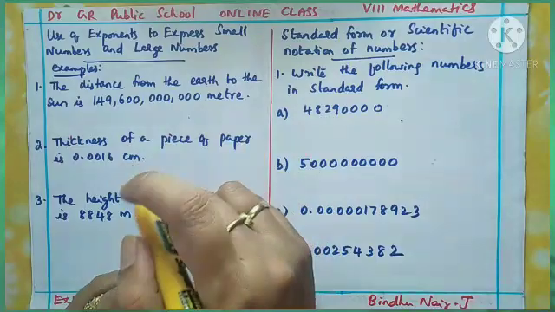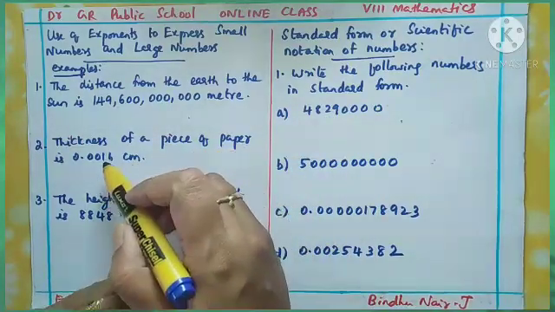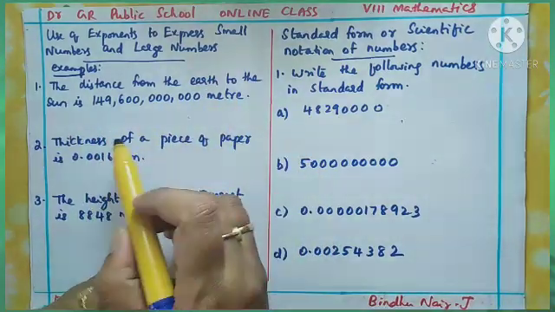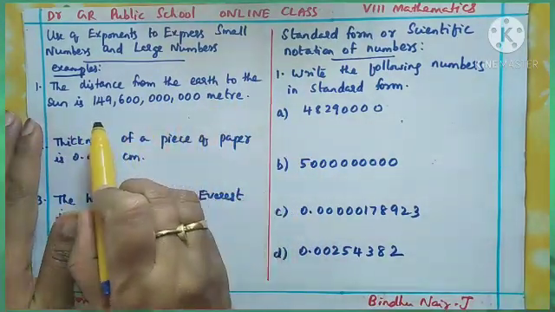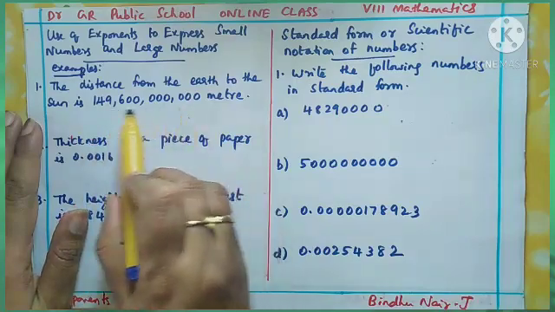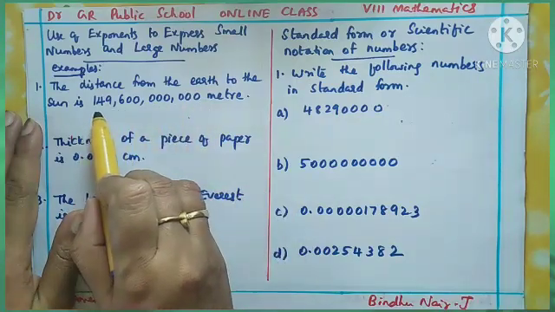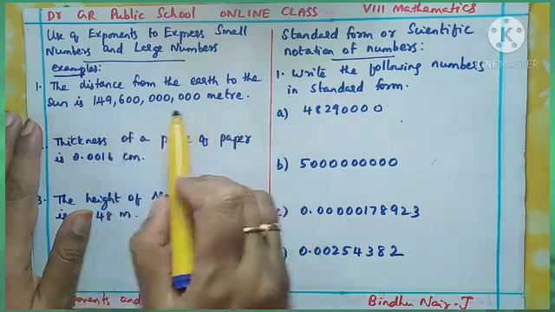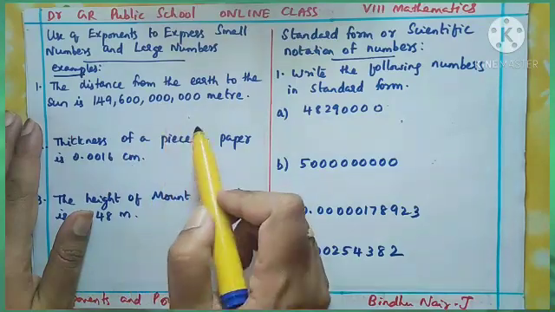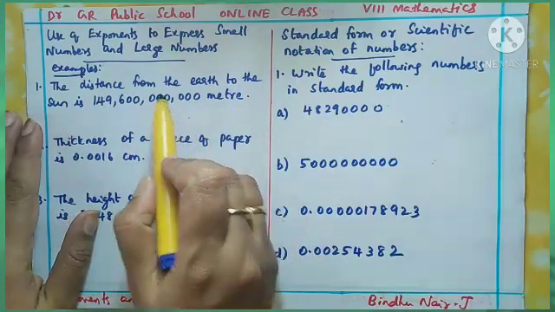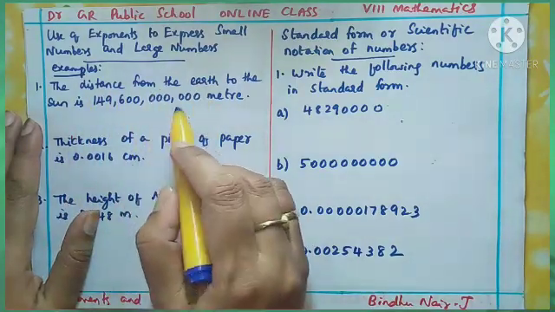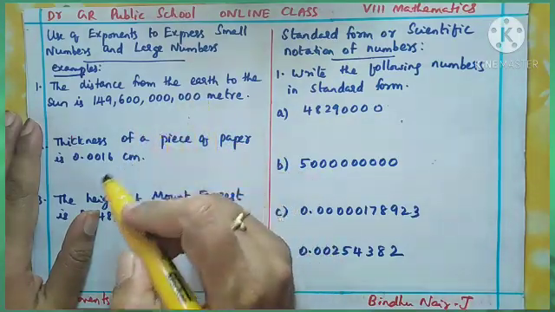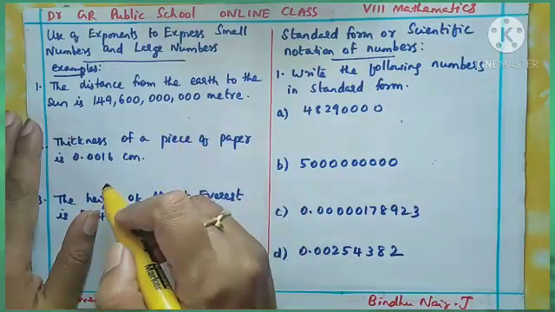How we are doing this problem, all of you see. First one, the distance from the earth to the sun is, this is a very big number, understand? So this is given in international system, 149,600,000,000 meter is the distance from the earth to the sun. Now what we are going to do, we are making this number in the form of using exponents. We are representing it in its standard form.